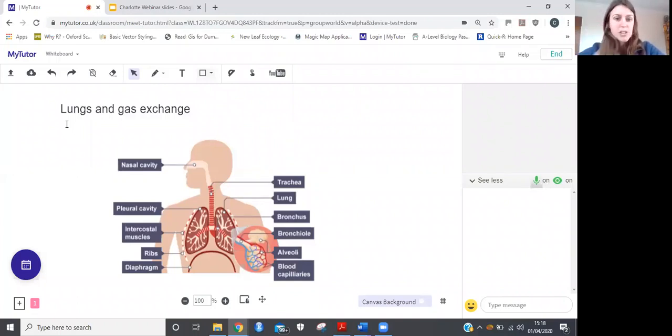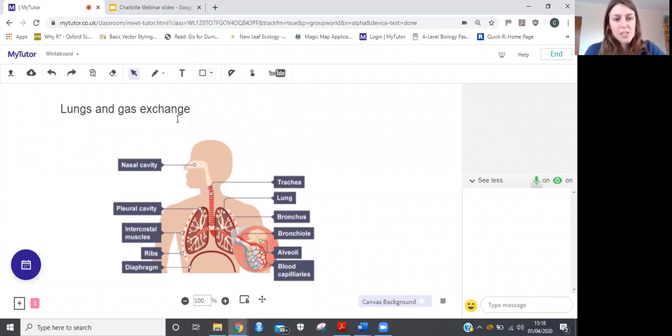What we're going to do is run through lungs and gas exchange. So what happens when we breathe in, what then happens in our lungs, and then what happens when we breathe out. And then we're going to compare that to how gas exchange works in the gills of a fish. And then hopefully we'll have time to go through a past paper question and answer some of your questions as well. So that's the plan today.